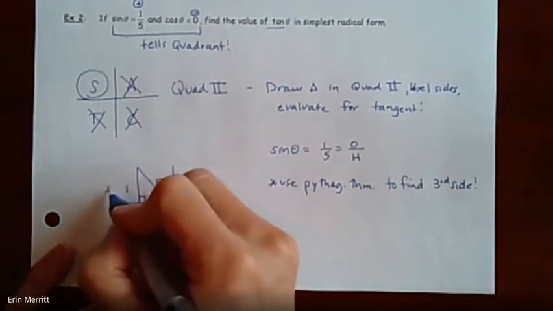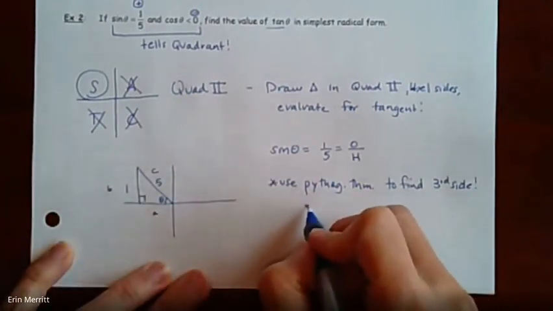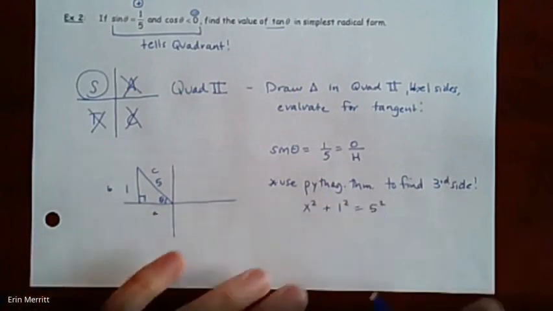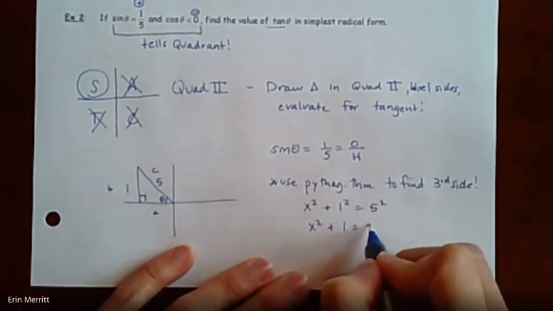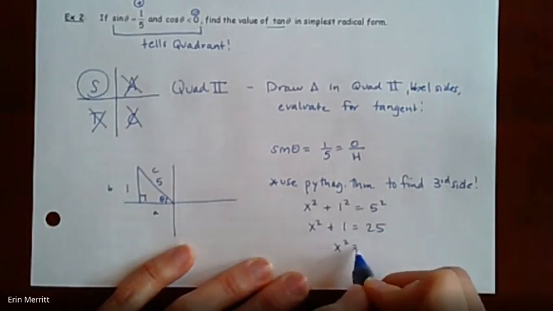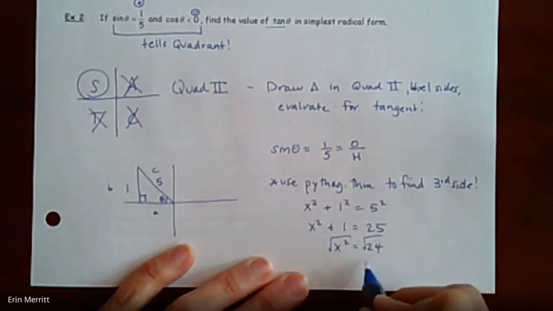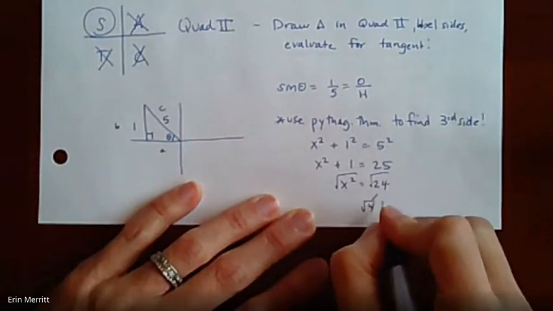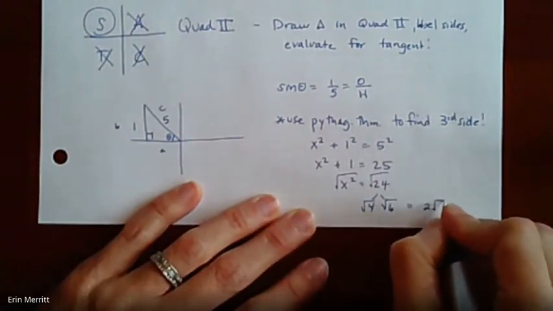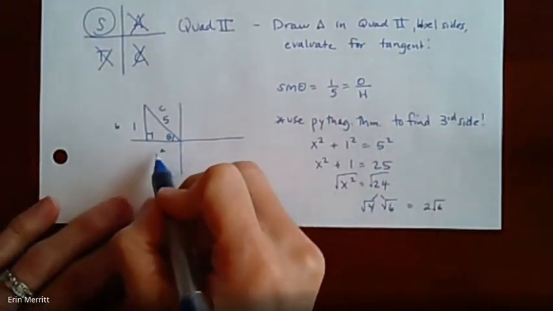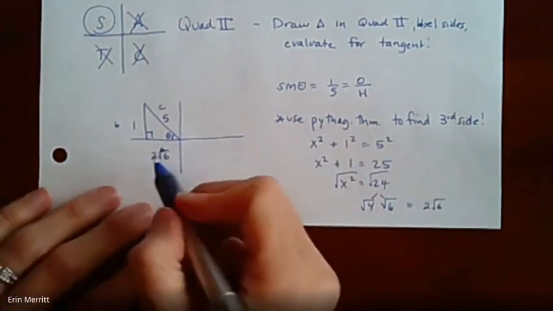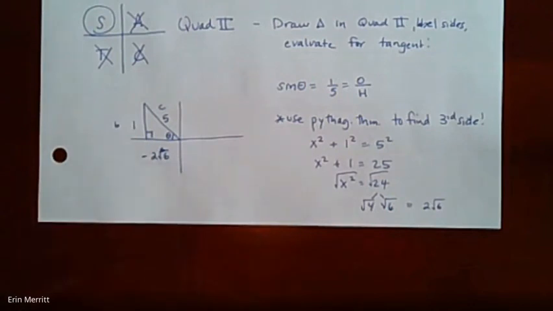So if I think here's A, here's B, here's C, I could do a little x squared plus 1 squared equals 5 squared. Move this right on over, take the square root, simplify it as best you can. This is going to break into radical 4 and radical 6. So 2 radical 6 will be the side length here. I have to remember it's going left. So that's a negative 2 radical 6.